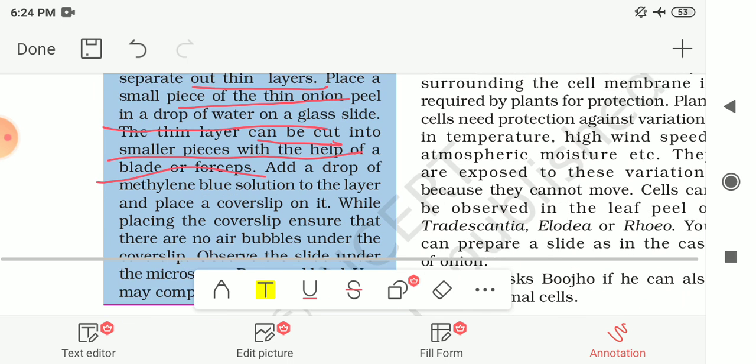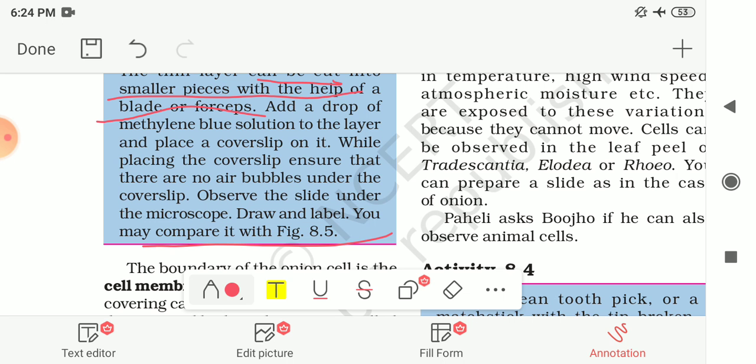Then add a drop of methylene blue solution to the layer and place a cover slip on it. Add a few drops of methylene blue solution. It gives color so that we can observe the cells of this thin layer of onion easily. Then cover this with a cover slip. A cover slip is a small thin strip which flattens the onion peel and shows clearly what is inside, or it is used to fix it.